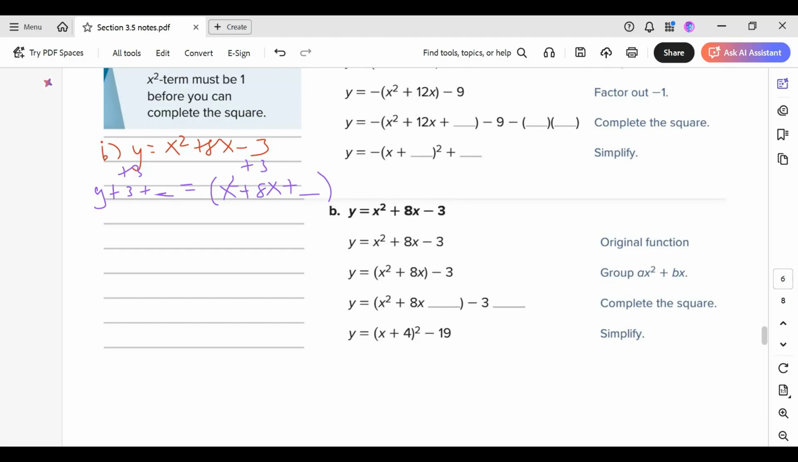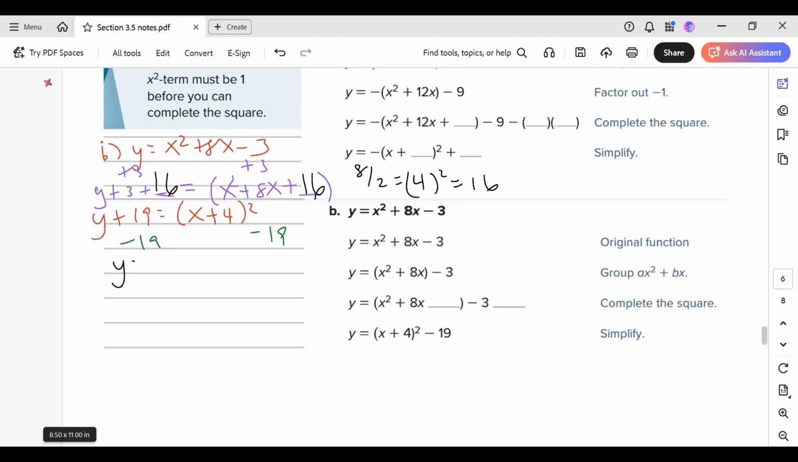We're going to apply completing the square, which says the middle term is 8 divided by 2. That is 4. Squared is 16. So I'm adding 16 to the left, which means I balance by adding 16 to the right. The left side becomes y plus 19 equaling x plus 4 squared. And then we subtract our 19 back over. So it becomes y equals x plus 4 squared minus 19, which is the same result they had for their version of B, just a different method.